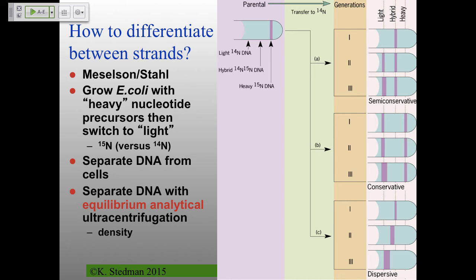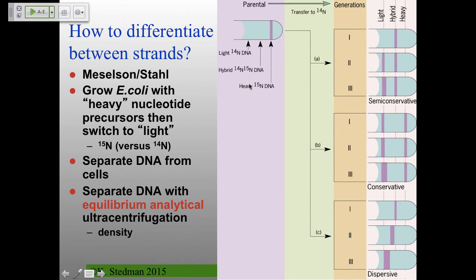So once you've done that, now you need to separate the DNA from the cells, which actually was also not a straightforward process to do at the time, and then use Matt Meselson's equilibrium analytical ultracentrifugation to just separate based on density. So this is what that process looked like. If you just took the DNA from the E. coli that was grown on the heavy DNA, it would end up here down towards the bottom of your centrifuge tube because it's relatively high density.